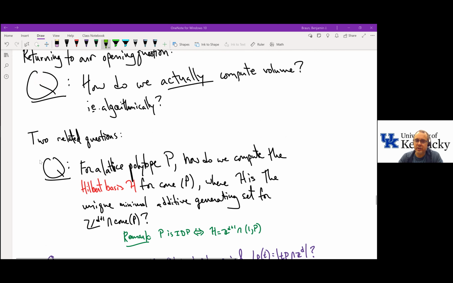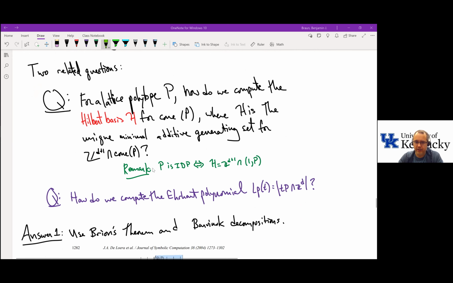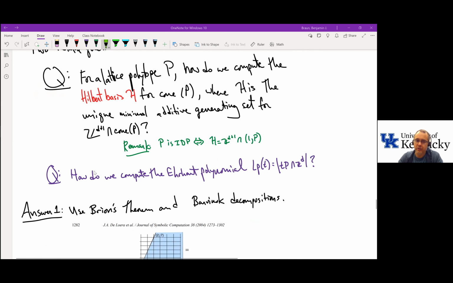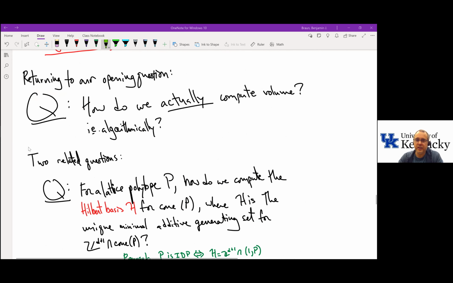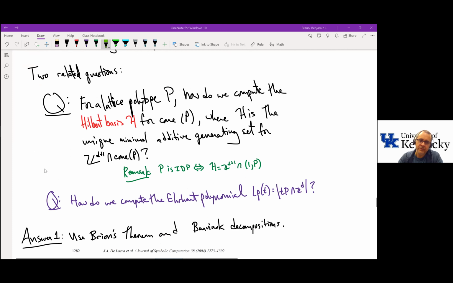There are a couple of related questions. One is, how do we compute the Hilbert basis for the cone over P? That's an arithmetic structure attached to P. And the other is, how do we compute the Ehrhart polynomial for P? I've thought a lot about Ehrhart theory, and both these questions are very closely related to the volume question.